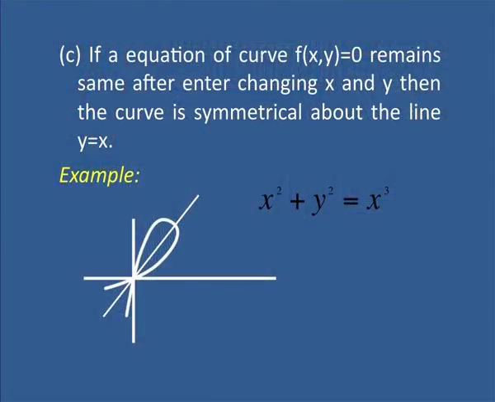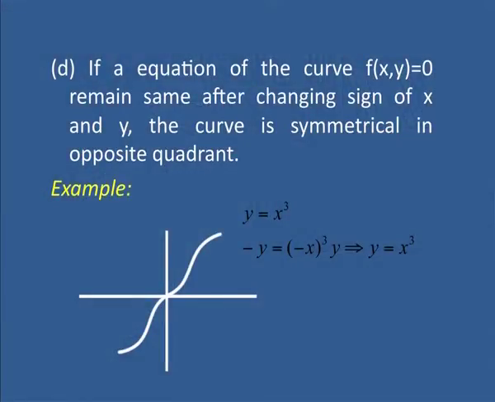Third, if the equation of the curve f x y is equal to 0 remains unaltered after interchanging x and y, then the curve is said to be symmetrical about the line y is equal to x. For example, x square plus y square is equal to x cube. Here, if we change x and y, then the equation remains the same. Therefore, it is symmetrical about the line y is equal to x, that is the line of 45 degrees, as shown in the picture.